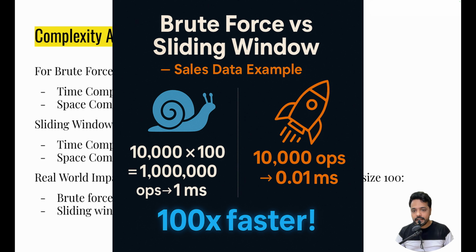Now, for sliding window, operations are 10,000 calculations, just one pass. And if each operation takes 1 nanosecond, then it's 0.01 milliseconds in total. The result is 100 times faster.